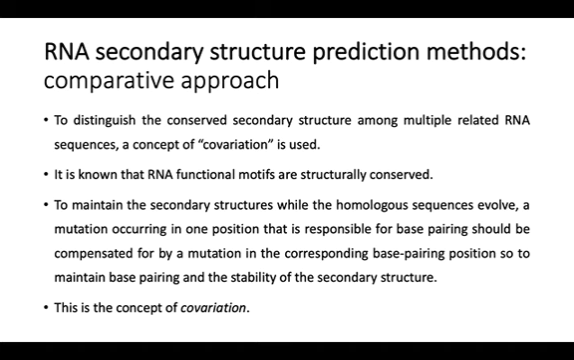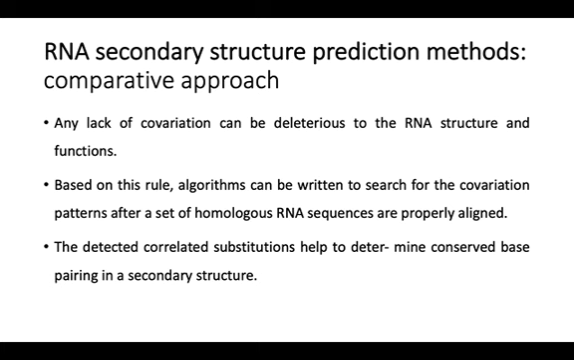RNA functional motifs are structurally conserved regions. So any lack of covariation can be deleterious to the RNA structure and function. Based on this rule, algorithms can be written to search for the covariation patterns after a set of homologous RNA sequences are properly aligned. The detected correlated substitutions help to determine conserved base pairing in a secondary structure.